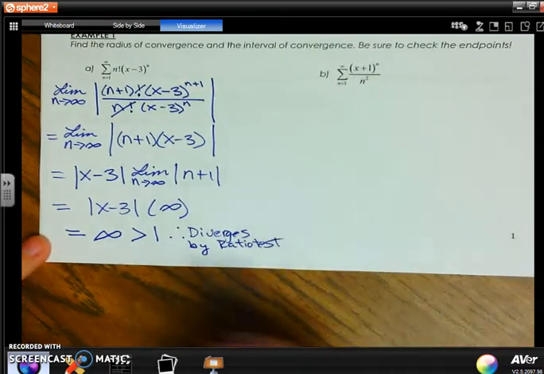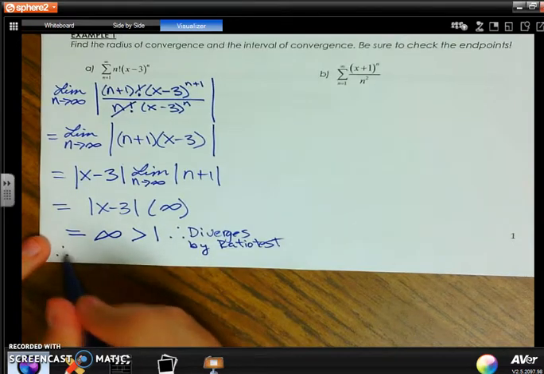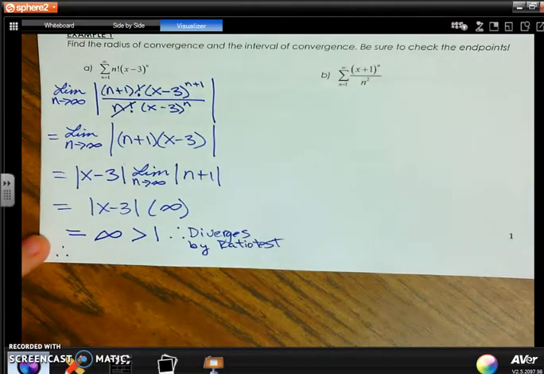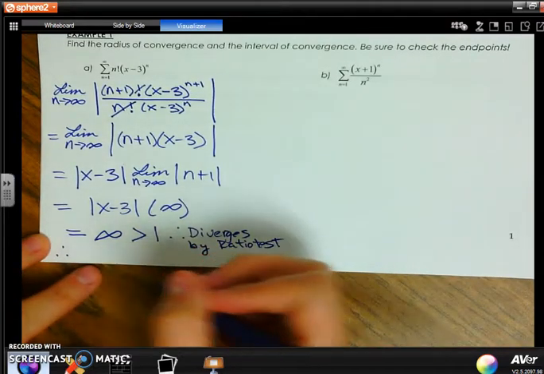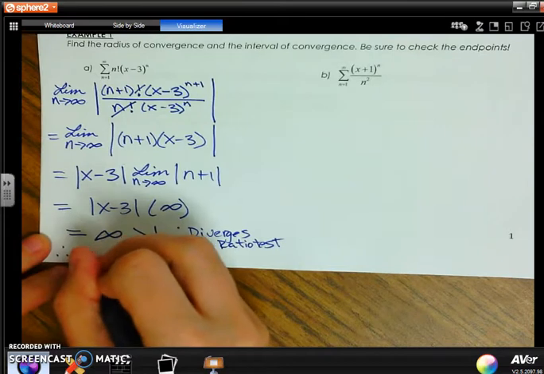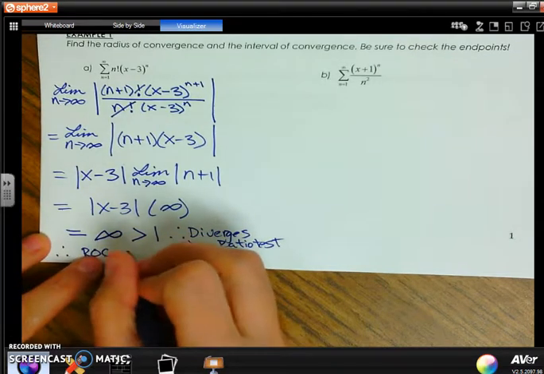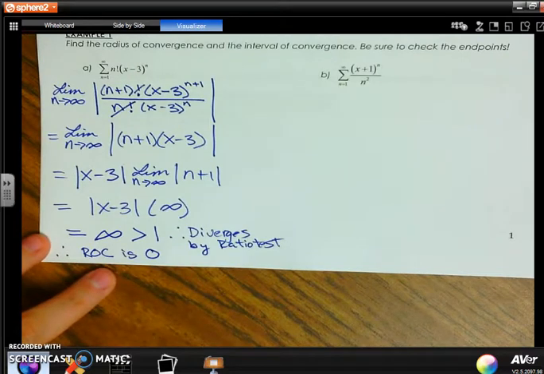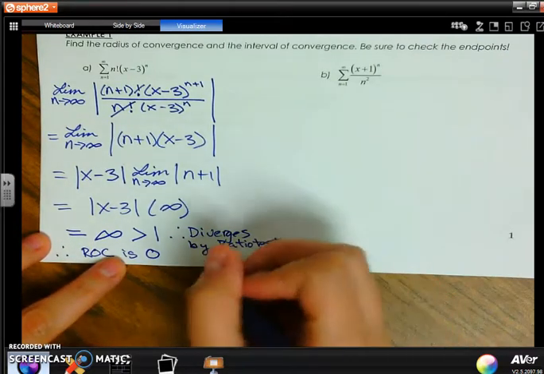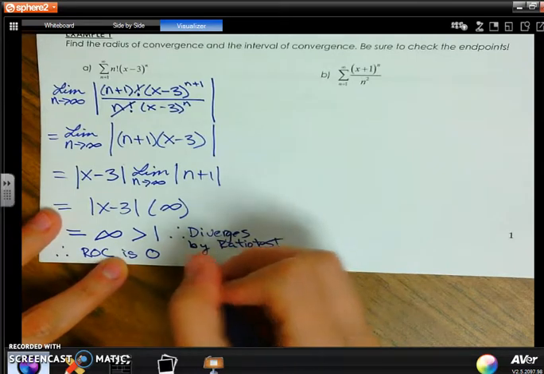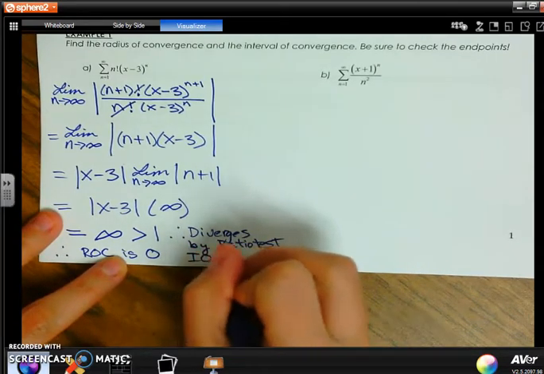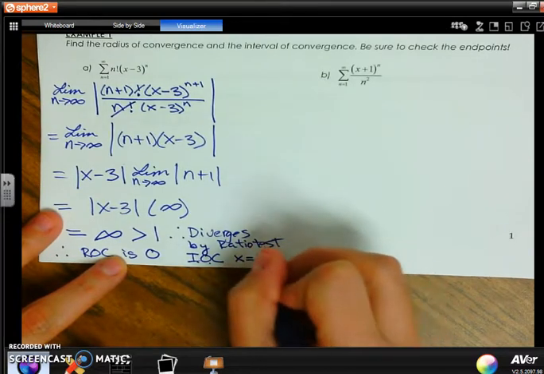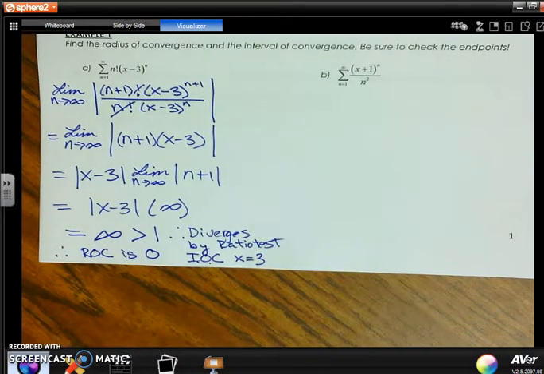And what does that tell me, though? Well, if it diverges, it's not good news for all values of x. So that means my radius of convergence is 0. It's not going to have a true radius of convergence, and the only place where this is going to converge is at the center. So the interval of convergence is not really an interval. It's just x equals 3. That's as good as you can do here.